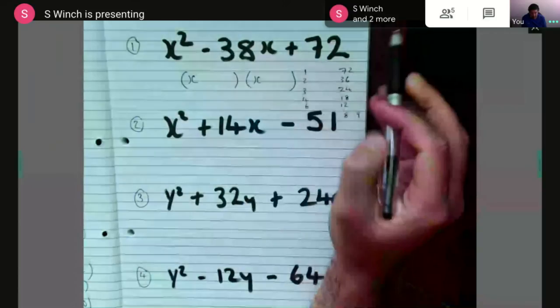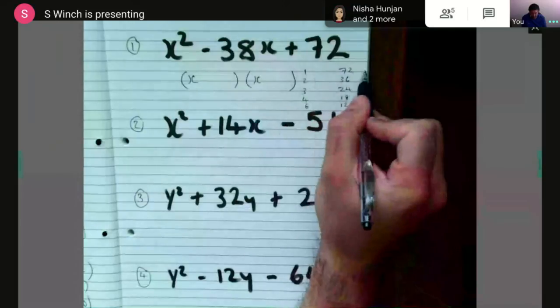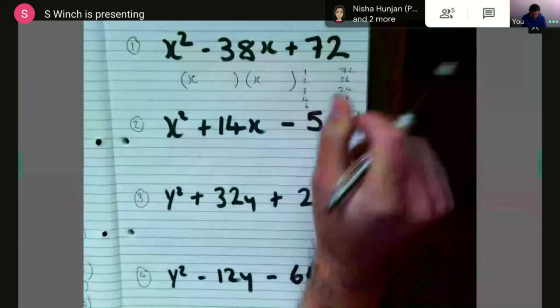Now, of course, with this first one, because there's a minus and a plus, it is important to do all the combinations. So, of course, you could have -1 and -72, and you could have -1 and +72. So you can have all the different combinations, so we'll look at that further down.